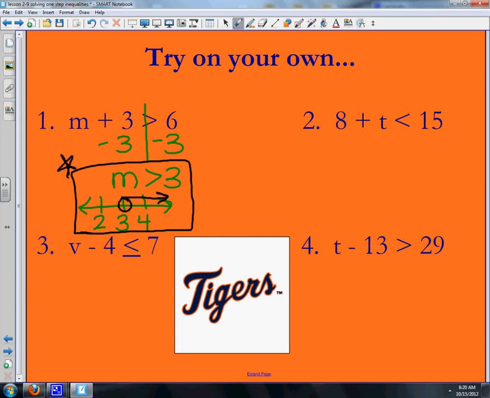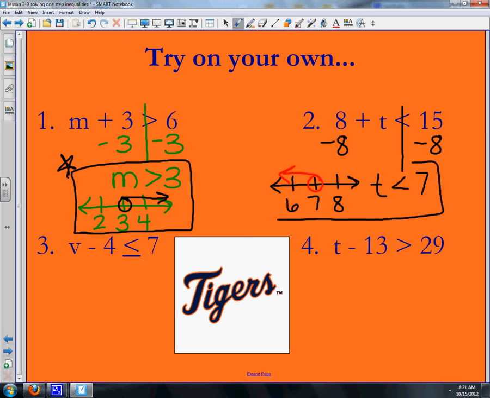Okay, so this next one, I draw my line. I want t by itself, and this is an 8, so I'm going to minus 8 from both sides. So t is less than, I just copy my sign, 15 minus 8, which is 7. I'm going to draw my graph. So I have 7. I have an open circle at 7, and it's everything less than. So here's my 2 answers.